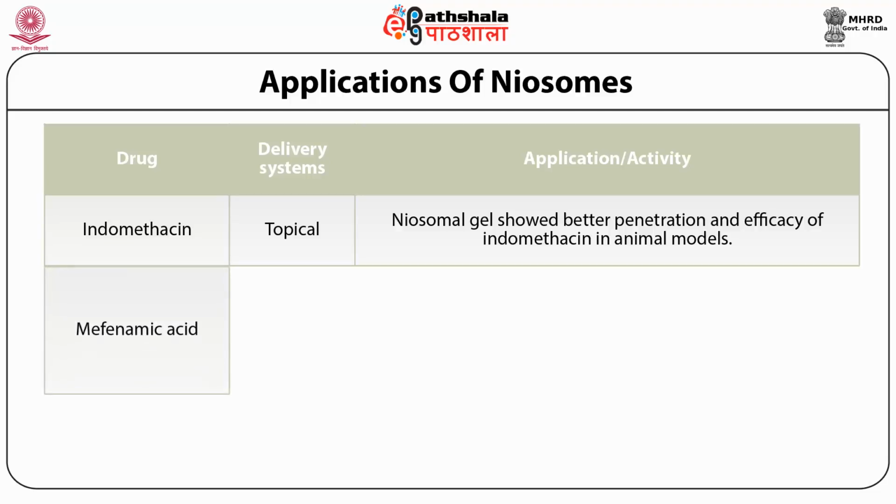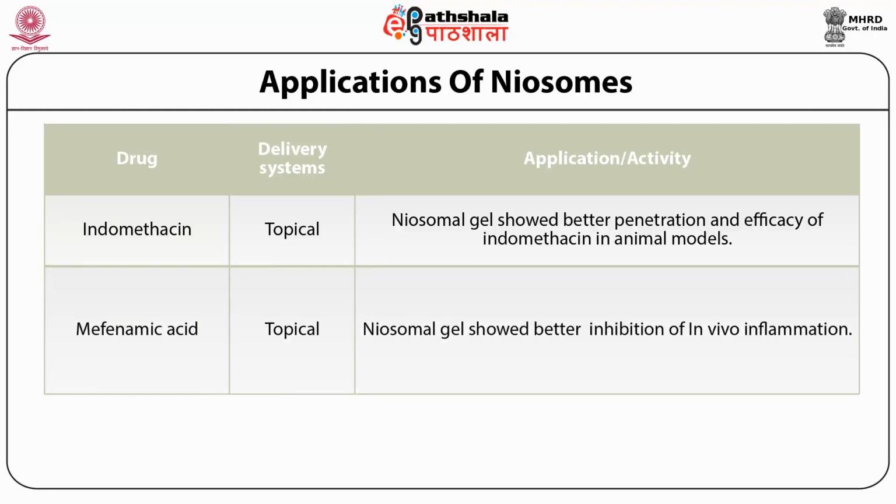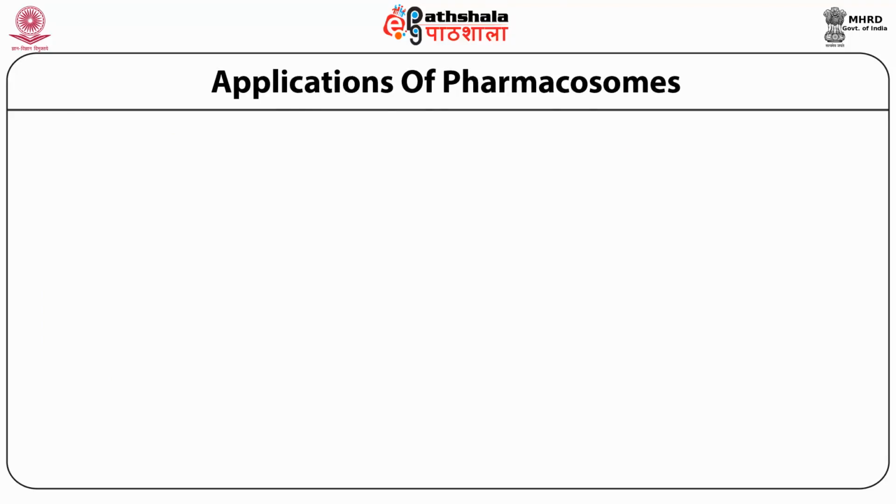Similarly, mefenamic acid, which is for topical application, the neosomal gel showed better inhibition of in vivo inflammation. Pharmacosomes are colloidal nanometric size micelles, vesicles, or maybe in the form of hexagonal assembly of colloidal drug dispersions attached covalently to the phospholipids. They have been investigated for their potential applications in reduction in the cost of therapy, drug leakage, and toxicity. They are also used for increased bioavailability of poorly soluble drugs.